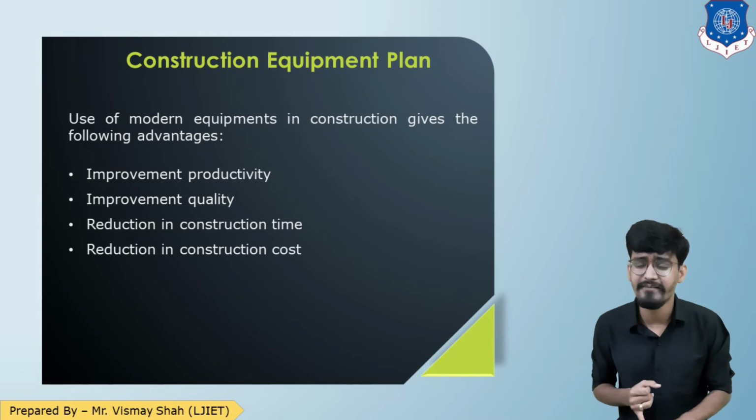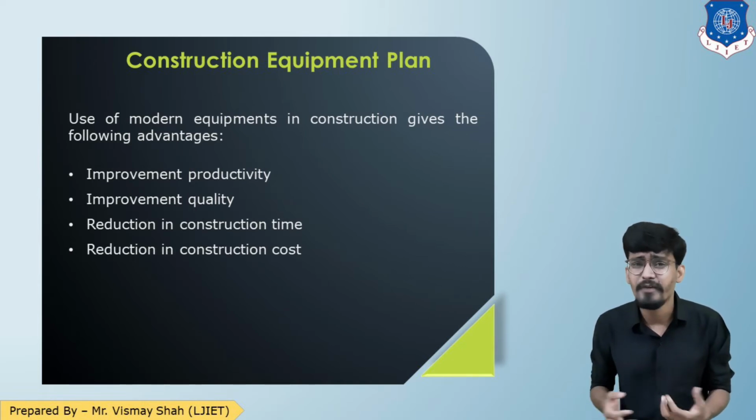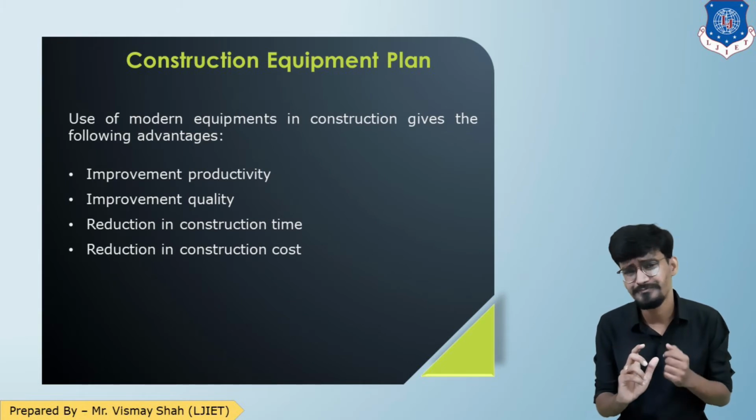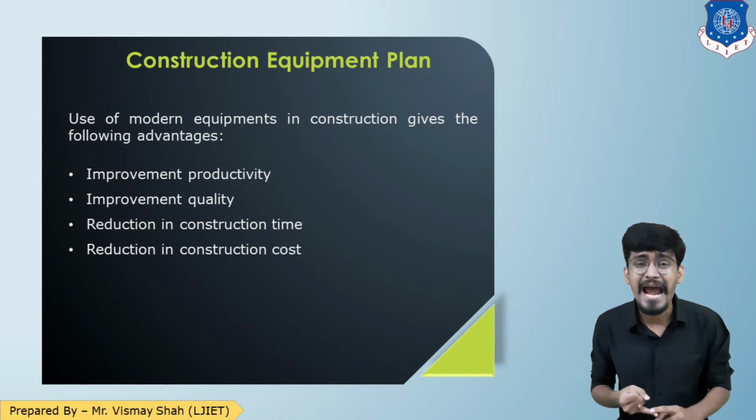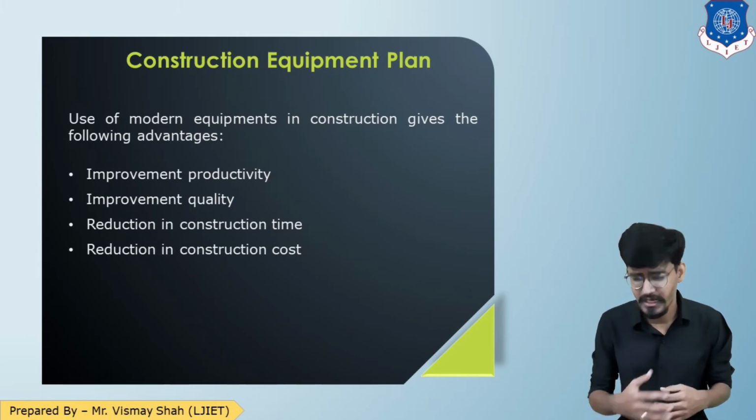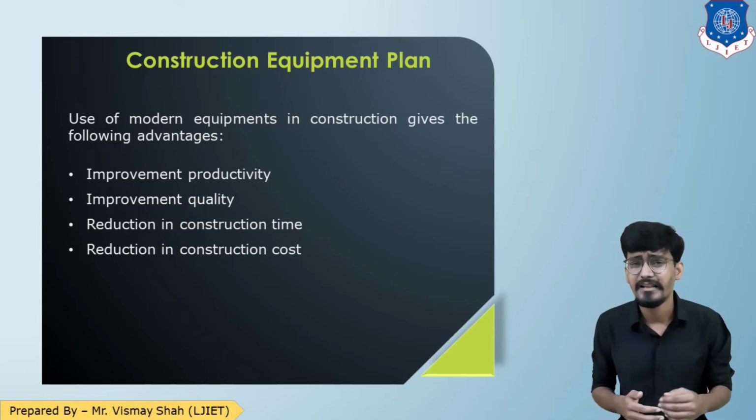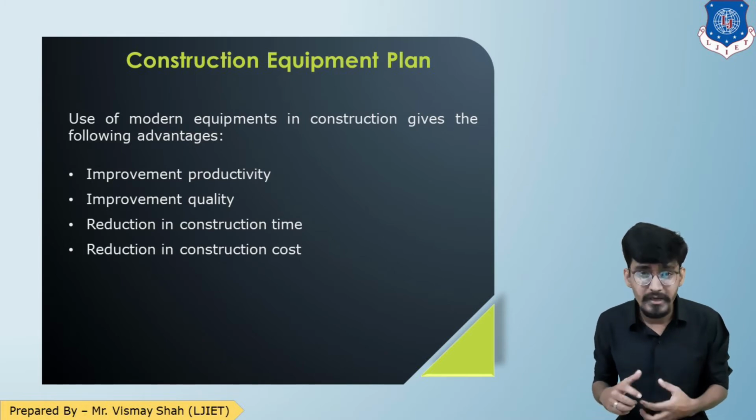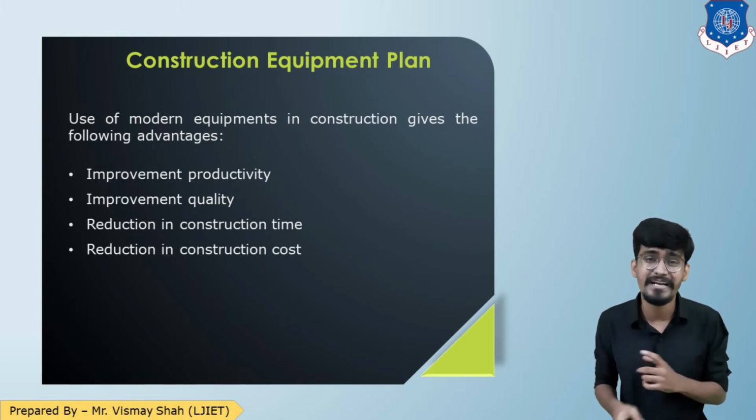It improves the productivity of the work, it improves the quality of the work, reduces the construction time, and reduces the construction costs. Take the example of excavation. If you do the excavation with the help of manual labors, the time, cost, quality, and productivity all will be uncontrolled. Labors will work slowly with time, so productivity will decrease. Then they will delay the work. More money should be involved to deploy a number of labors in excavation. So there is an impact on time, cost, quality, and productivity.